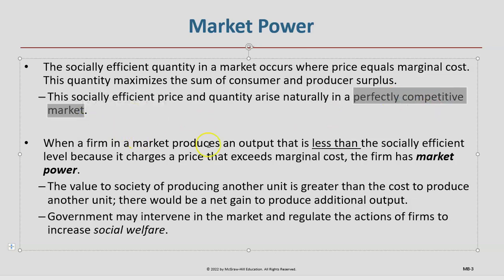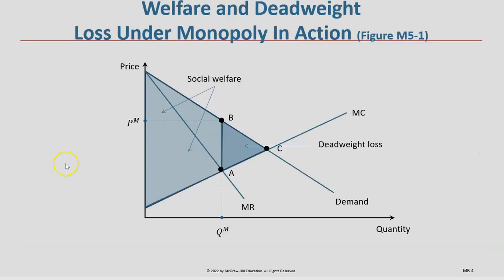So when a firm reduces the output that it sells less than the socially efficient level, and it raises its price above marginal cost, then we say that firm has some market power. Okay, and if government can intervene in that market, they can increase efficiency. They can lead to a more efficient outcome. Okay, and the graphical analysis looks like this.